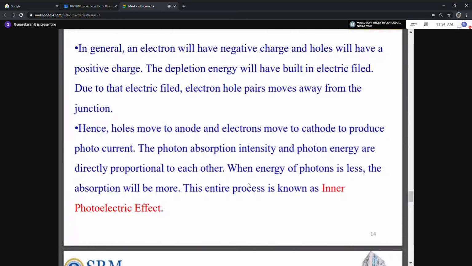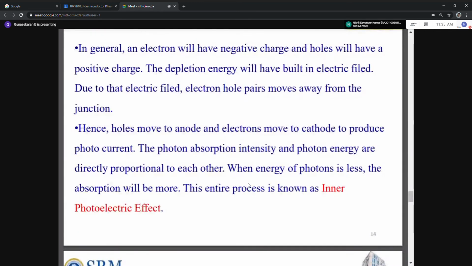What is the photoelectric effect? When light is incident on a metal, electrons are liberated from the metal surface. So that happens on the metal surface. But here this happens where? In the depletion region, that is in the PN junction diode. Especially in the depletion region, you say that is the inner photoelectric effect. Do you understand this concept?